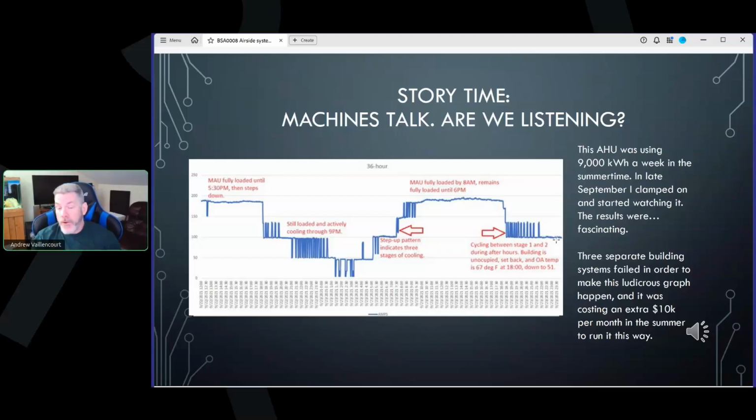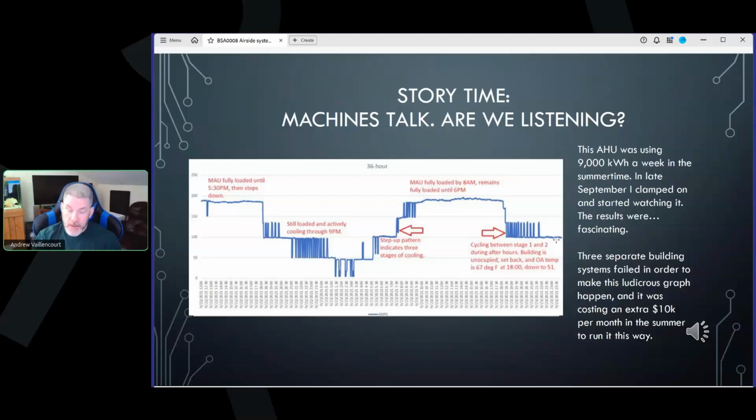And it was all controls, by the way. There was no real expensive fix. The controls contractor, how he kept his job, I do not know, was able to come in and get all this running following load. But this is an example of what happens in an airside system when you're not giving it the right information.